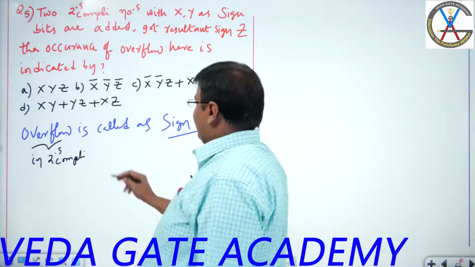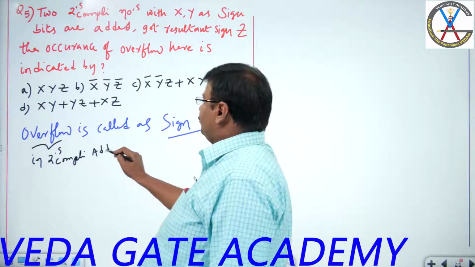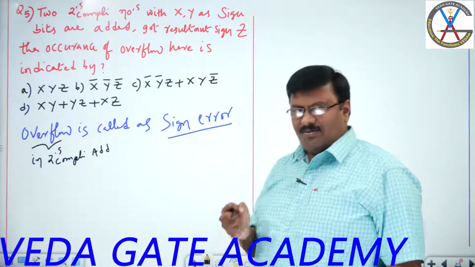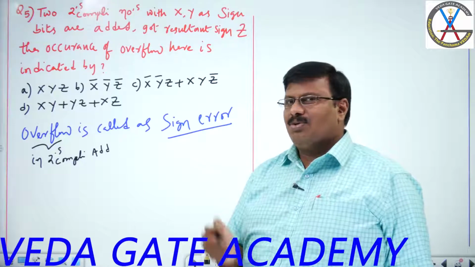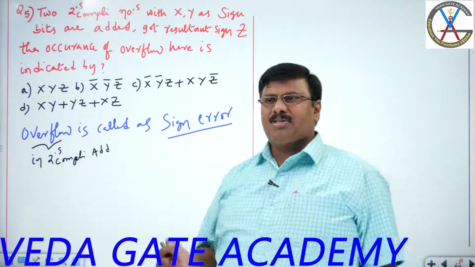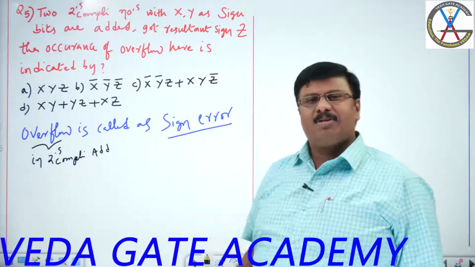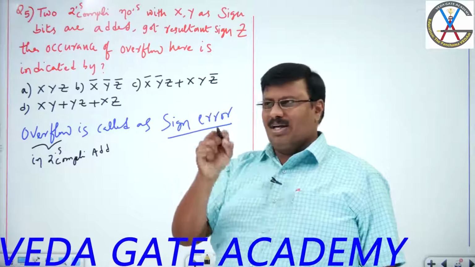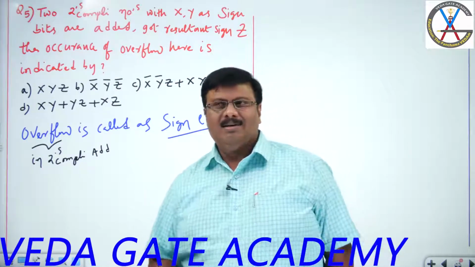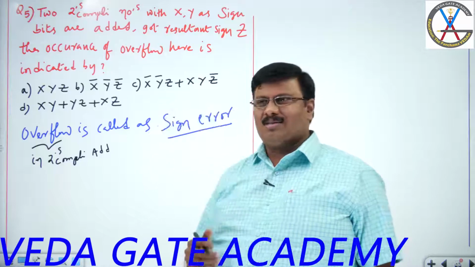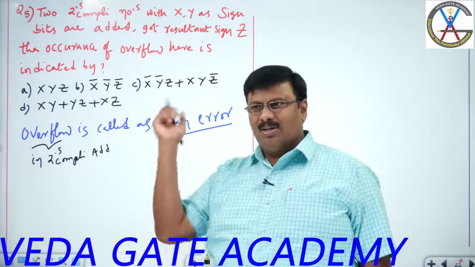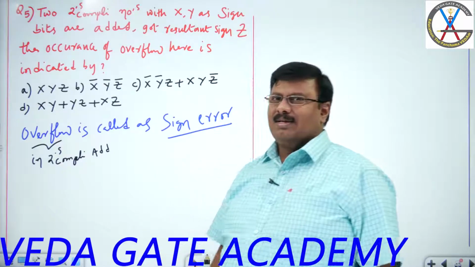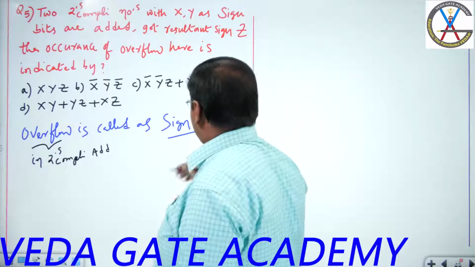2's complement addition. Yeah, it is called a sign error. Whenever you add numbers, there is a chance of a sign error. You add two positives, the number must be positive. You add two negatives, the number must be negative. So adding two positives and getting negative, or adding two negatives and getting positive, that is an error, right? Anyhow, adding one positive and one negative, error will not occur. Only when you add two positive numbers or two negative numbers will the error occur, right? So sign error may occur.